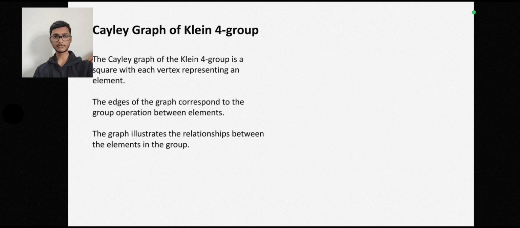Cayley graph of Klein 4 group. The Cayley graph of the Klein 4 group is a square with each vertex representing an element. The edges of the graph correspond to the group operation between elements. The graph illustrates the relationships between the elements in the group. This is basically the Cayley graph of Klein 4 group.